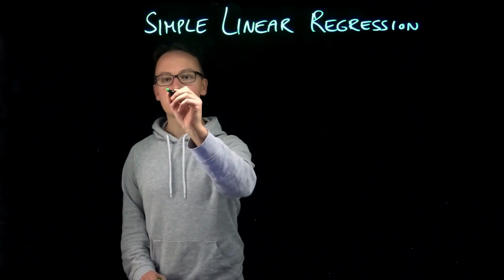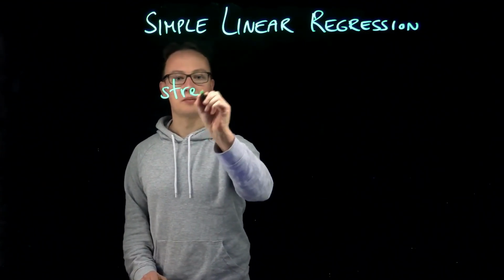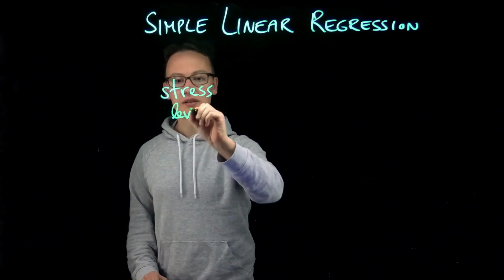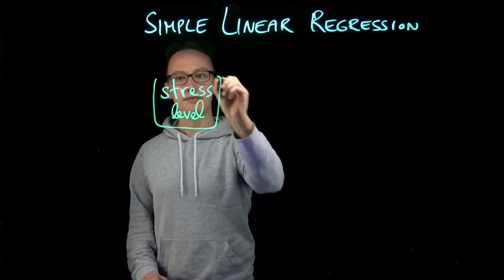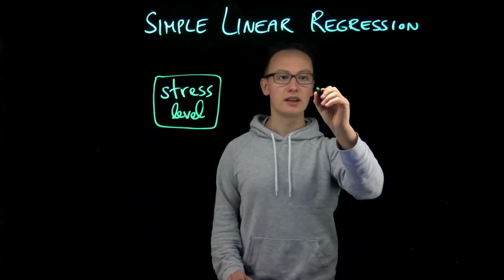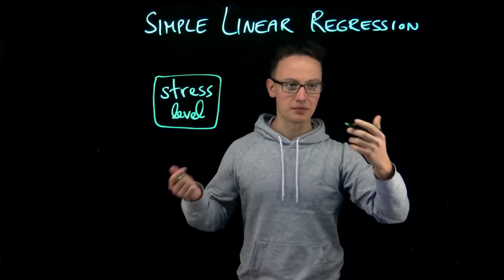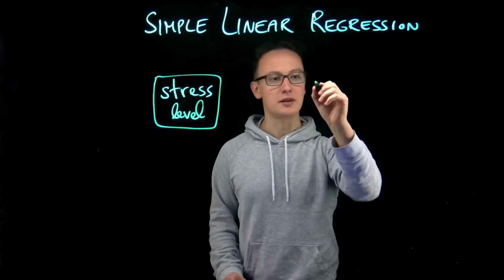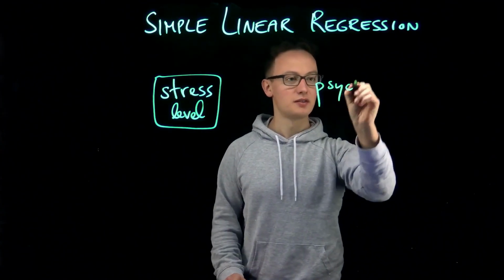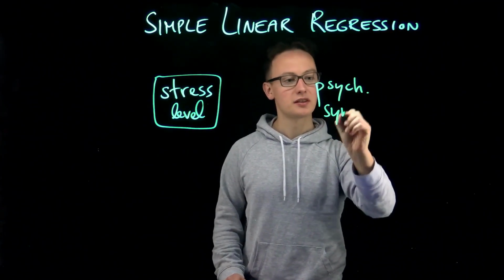So one is a measure of stress, like the stress level. And another measure is if they have some pathological, psychological symptoms. So I'm just going to call this psychological symptoms.